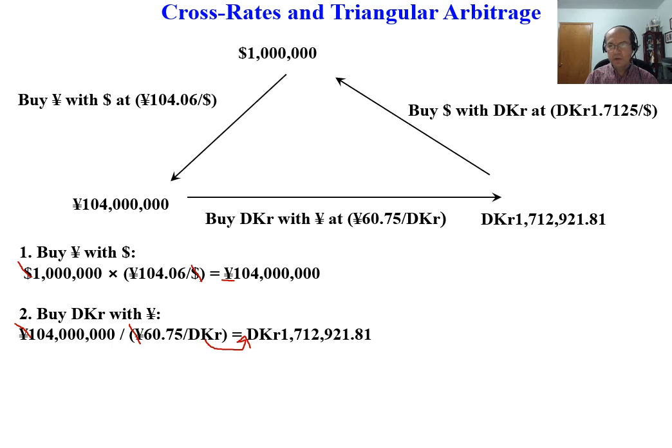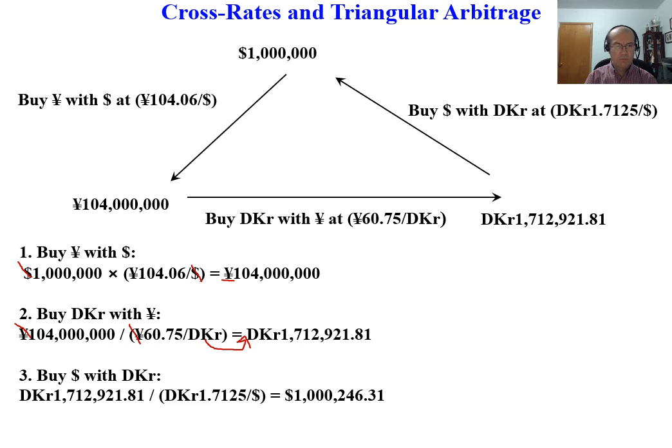So we'll use one of the three observed exchange rates. It will take 1.7125 Danish kroner to buy $1. So in this case, what do we need to do? We need to divide by this exchange rate, because Danish krona will cancel each other and dollar, being in the denominator of the denominator, will go to the numerator.